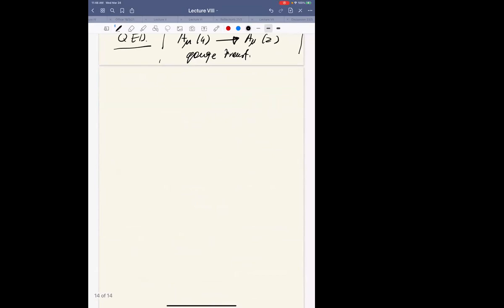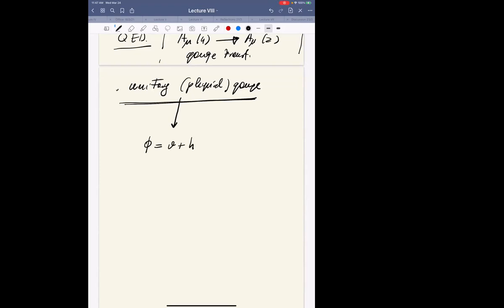By the way, this gauge is called the unitary gauge, or sometimes people say physical gauge. This is called unitary or physical gauge. This is very important, where you work with phi equal V plus H. I will not put prime anymore. And A mu massive, 3 degrees of freedom, non-zero. I will get rid of prime. This is, for example, the way Weinberg worked.